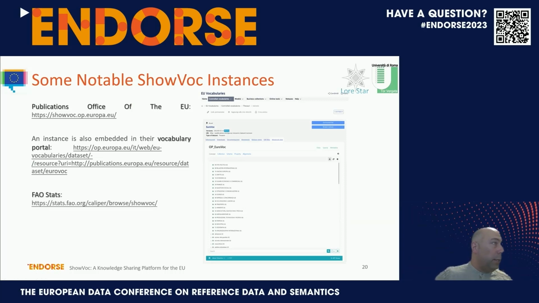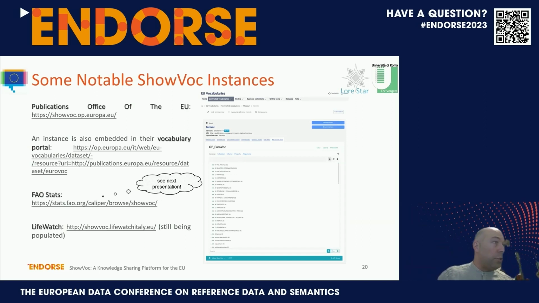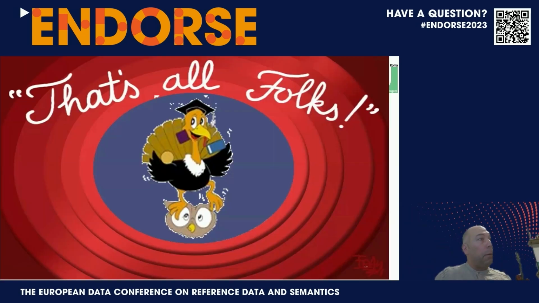FAO is also, in particular the statistical department, adopting ShowVoc for showing the various thesauri adopted for statistical dimensions in data cubes. Katerina and Carola will show something about this in the next presentation. And the LifeWatch Consortium, a big consortium about biodiversity, is extensively using both Workbench and ShowVoc for data editing and publication. So that's everything.